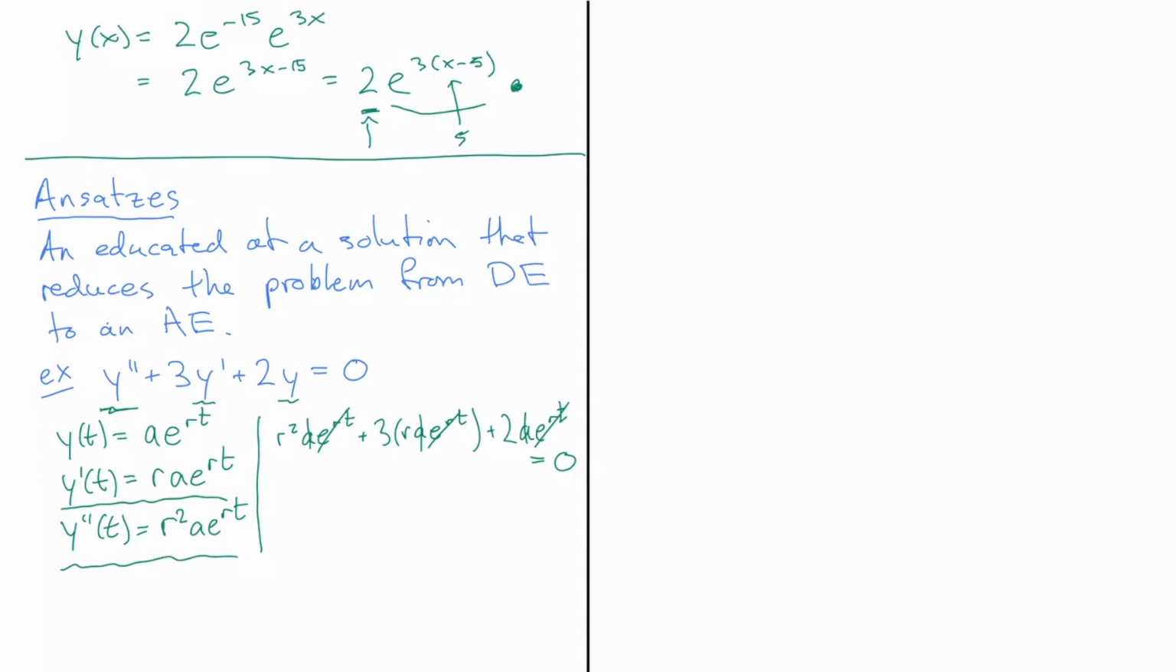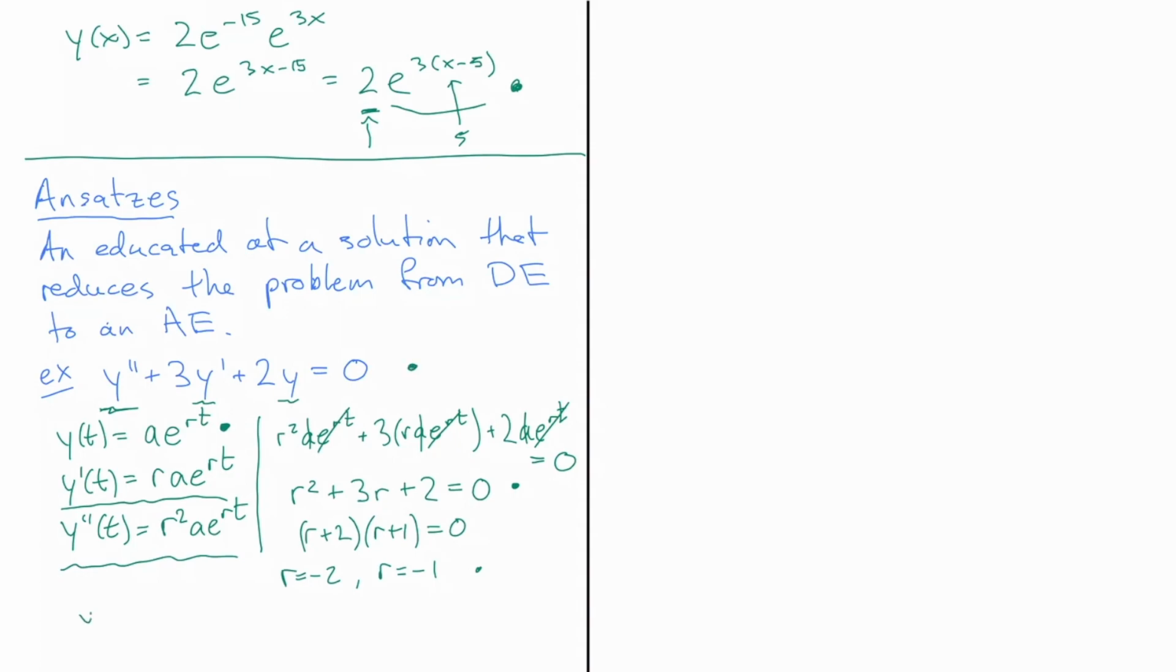And so now I have an equation that just involves the r. So r squared plus 3r plus 2 equals 0. And I can solve this by any method that we know for solving algebraic equations. So I'm just going to factor this into r plus 2, r plus 1. And we get that r equal minus 2 is a solution and r equal minus 1 is a solution. So that's the solution to this algebraic equation, but that also tells us that with those values of r, a e to the rt will also be a solution to this differential equation.